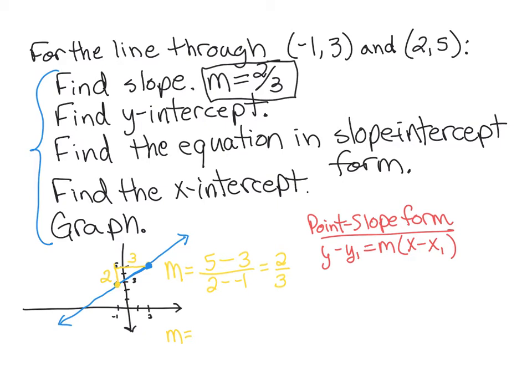That y value was positive 3, and I subtract the other y value, which was 5, and then I have to start with the x value of my first point. X was negative 1, and the other x value was 2. Look, that gives me negative 2 over negative 3, which is just 2/3. So you get the same slope no matter which point you start with.